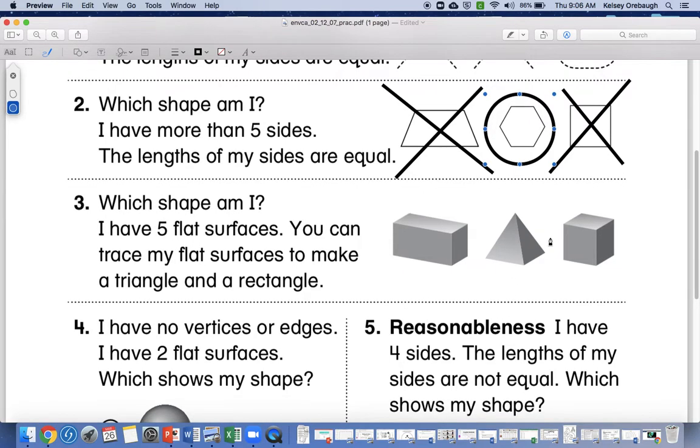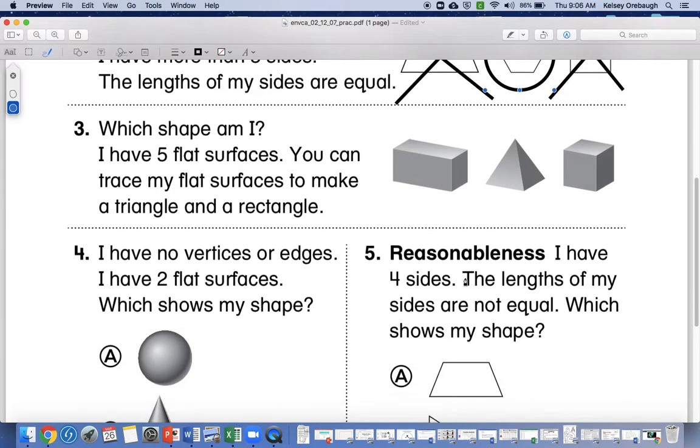All right? Those are plane shapes. Let's look at the solid figures. Which shape am I? I have 5 flat surfaces. You can trace my flat surfaces to make a triangle and a rectangle.